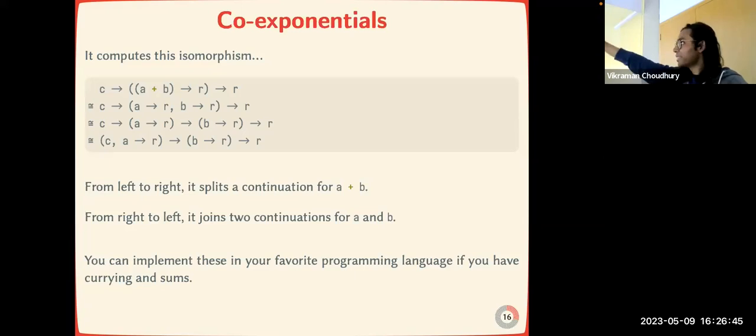All you need to do this, if you want to implement these programs, all you need is functions and sums. So products, functions, and sums, which any functional language which has any of these things you can implement.